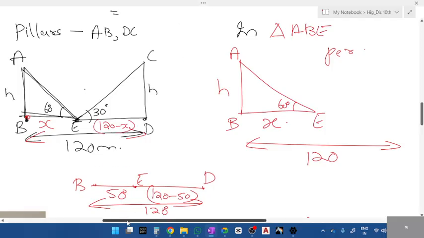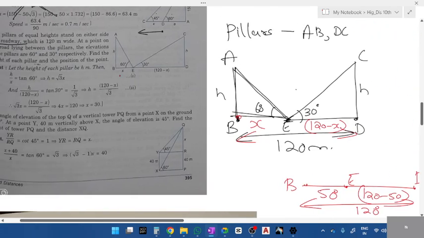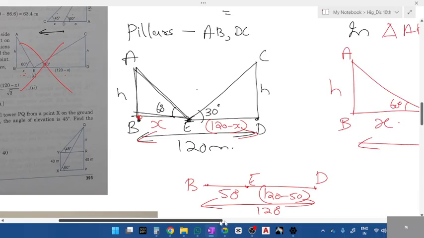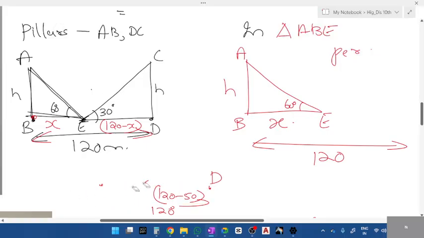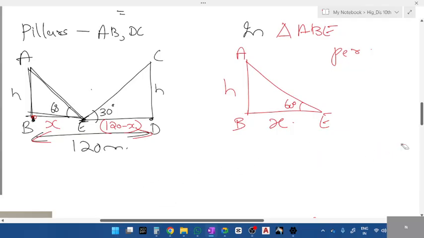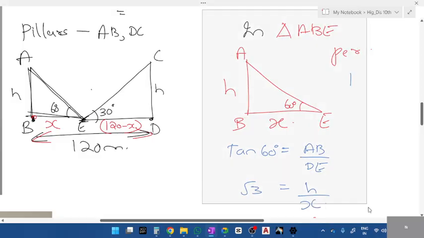Is the concept clear? That is what they have given here. If you don't read the question, you will never understand why they have taken X and 120 minus X. This is the reason. Try this question. Don't take cot, take tan. In some questions they have given us cot, but take tan. Tan 60 is equal to perpendicular by base, AB by BE. Tan 60 is root 3, equal to H divided by X. Now write the other triangle, the right hand side triangle.